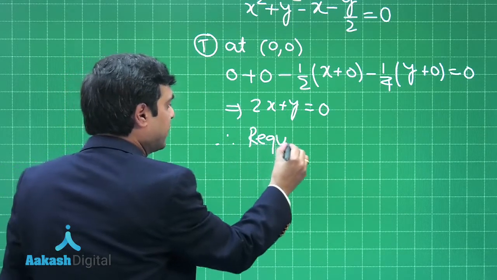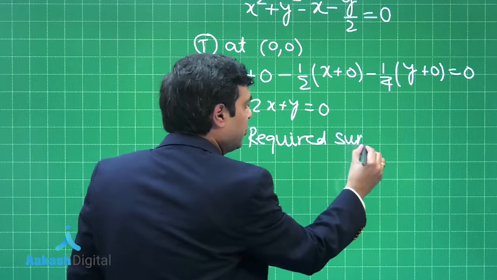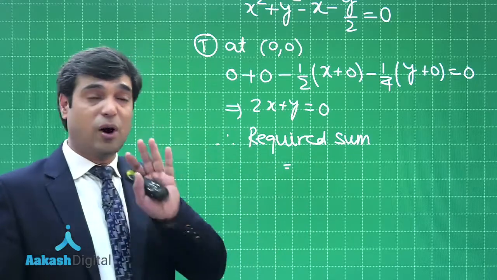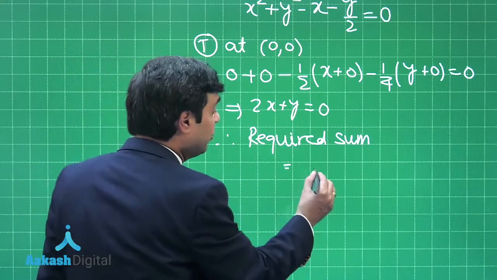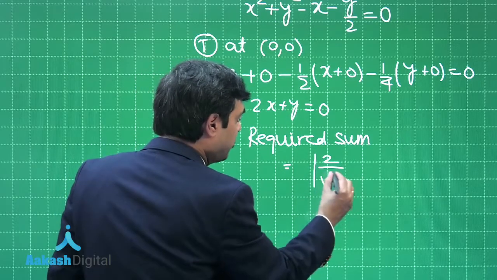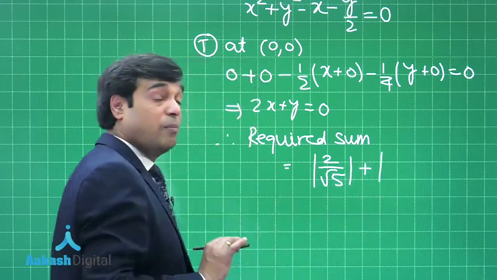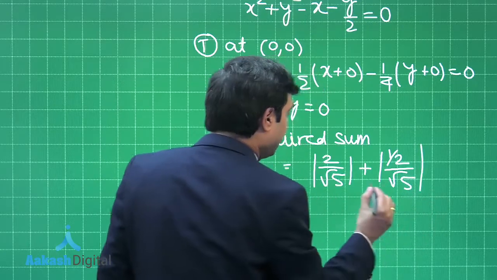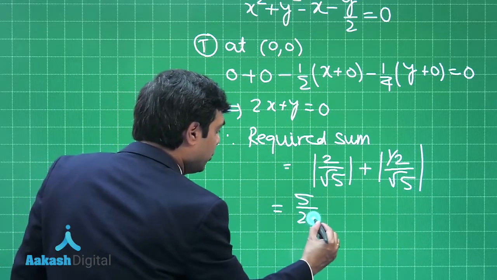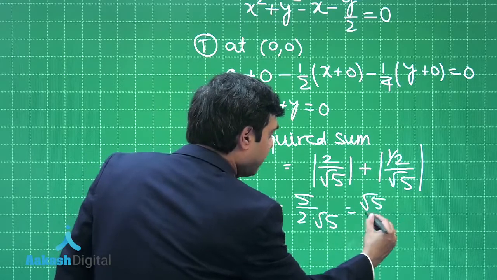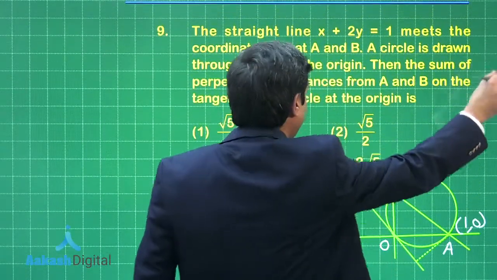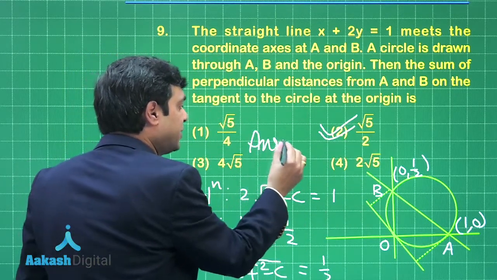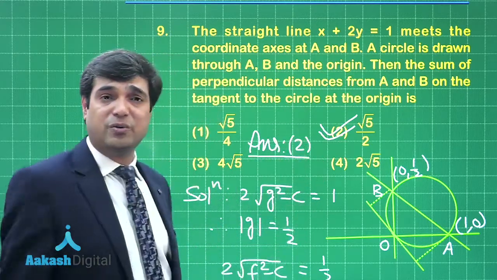Required sum is equal to, drop the perpendicular on it from 1 comma 0 and 0 comma half respectively. When you drop from 1 comma 0, length of perpendicular comes 2 by root 5, and when you drop from 0 comma half, it comes half by root 5. That means you are getting 5 by 2 root 5 or simply root 5 upon 2 as the sum of length of perpendiculars. Root 5 upon 2, that is option number 2 is the correct answer. I am sure this question is clear, pretty interesting one. Let's move on to the next question of this paper.